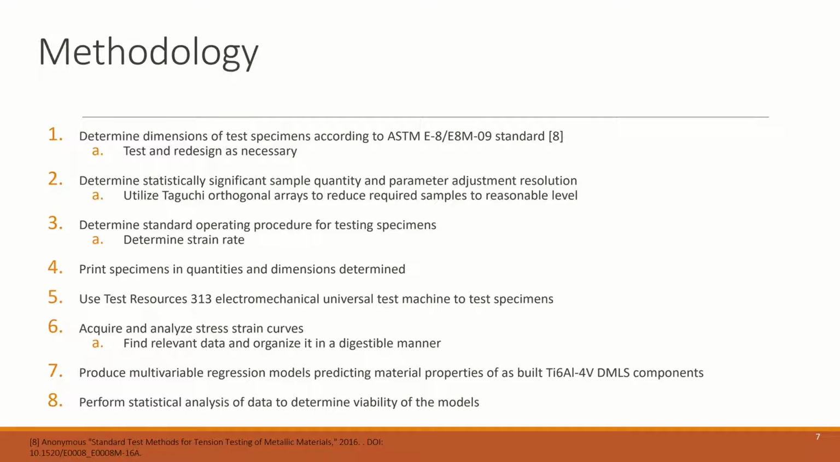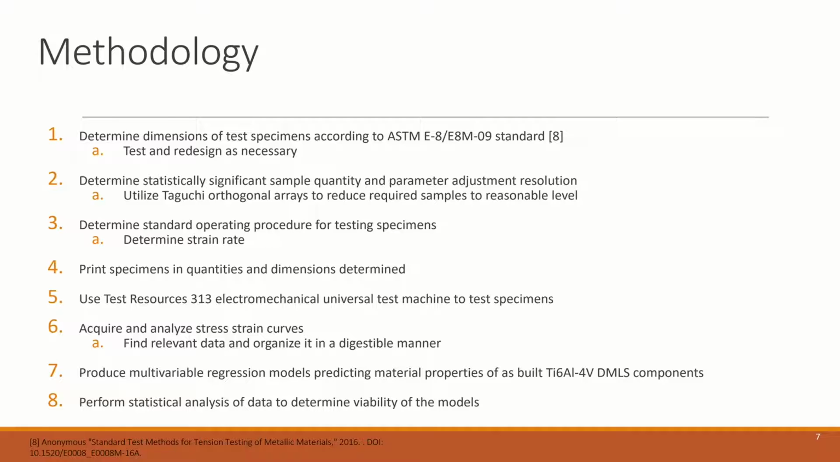First, the dimensions and standard operating procedure for the specimens will be defined using ASTM material testing procedures. The initial specimens will be tested to ensure they produce usable data. The specimens will then be printed and tested on an electromechanical universal test machine, from which the stress-strain curves will be generated, using the onboard sensors. The desired data points will be extracted and calculated and put into a digestible format. The tested samples and collected data will be submitted for review by committee.